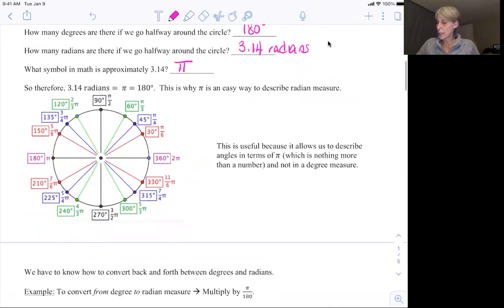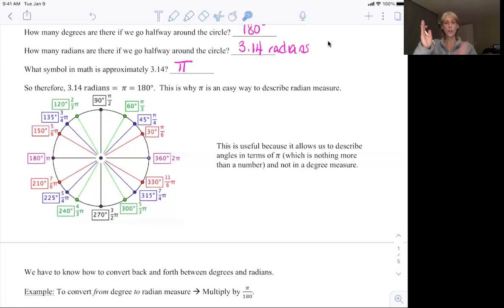So we can describe different forms of angles by using this concept that pi equals 180. 1 pi, 2 pi. Now, if we break our circle into 30-degree sections, this is a little hard to see, but we would have 30 is pi over 6. 60 is really 2 pi over 6, which gives us pi over 3. 90 is 3 pi over 6.